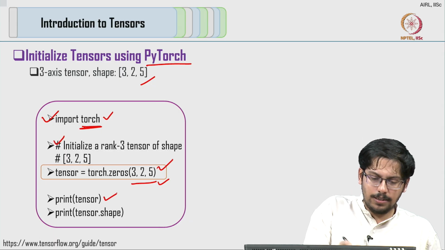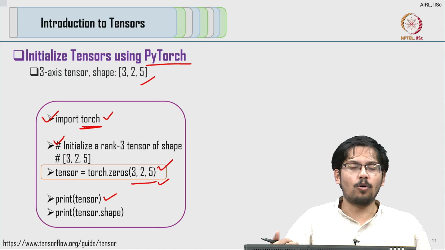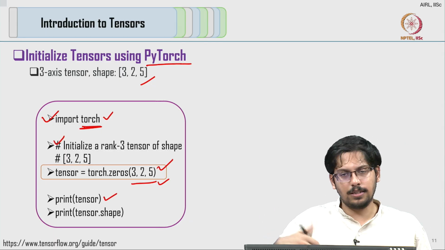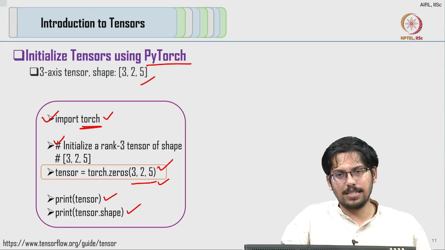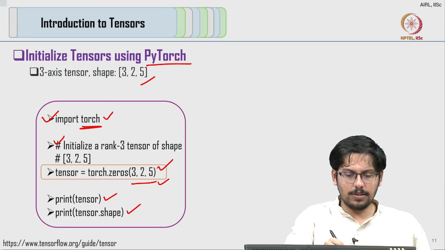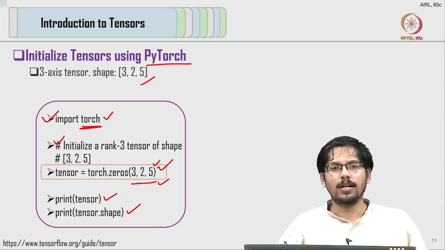All the elements in this particular tensor would be zeros, right. Now we can print the tensor, which is essentially what it would print, all the values in the tensor, and we can print the shape. Essentially tensor.shape would give us the shape of the tensor, right.